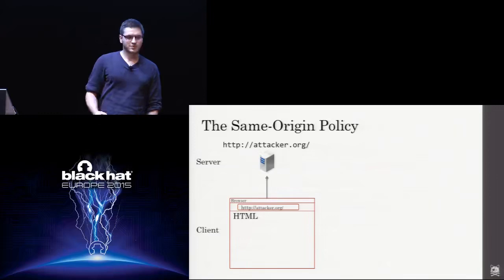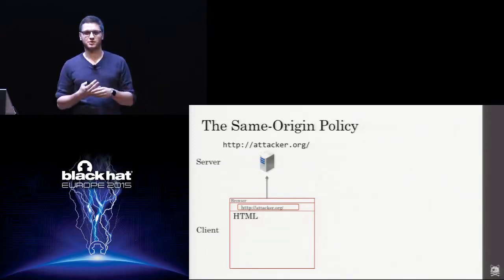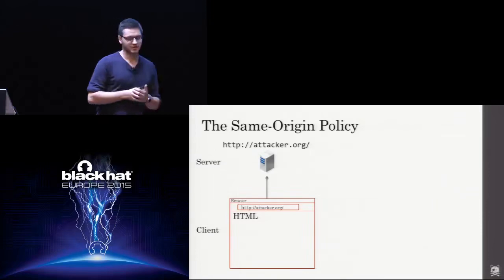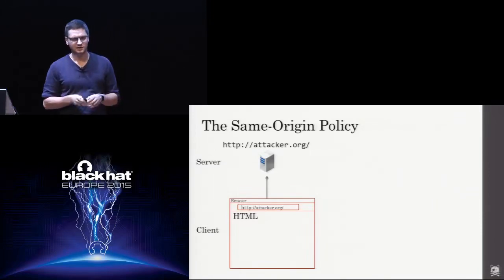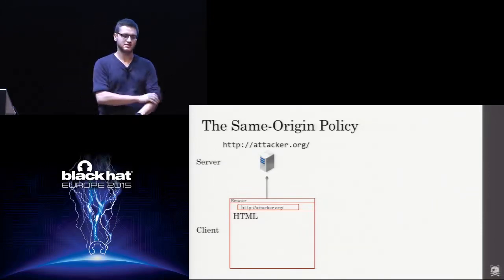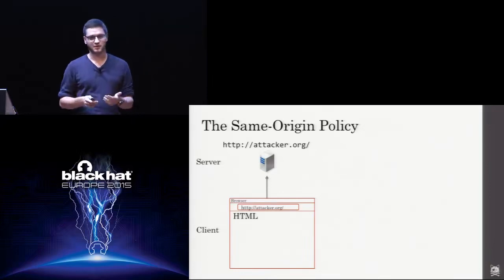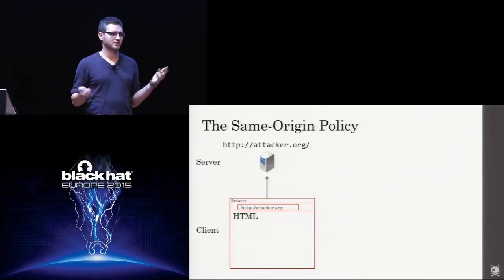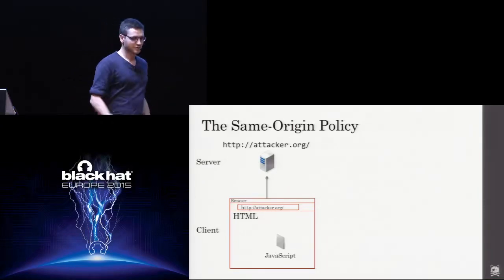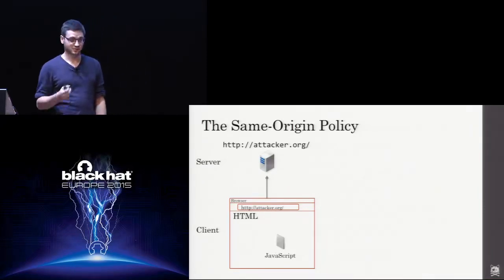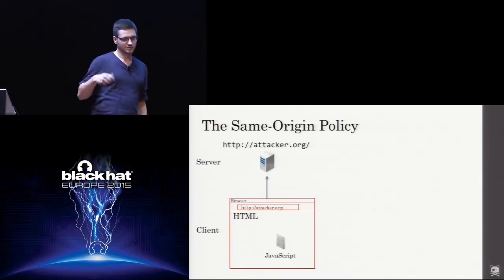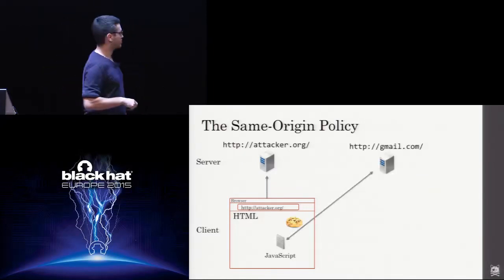Right, so the same origin policy is the most basic security policy on the web. So let's assume, for the sake of the argument, that we have an attacker that has successfully lured you as its victim to his site attacker.org. And on this page, because it's under his control, he can obviously host arbitrary HTML, but also he can host some JavaScript. And now this JavaScript tries to gain access to a remote domain, in this case gmail.com.